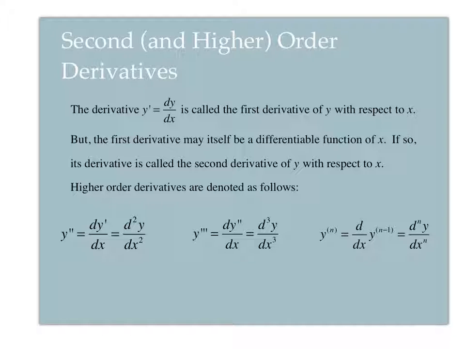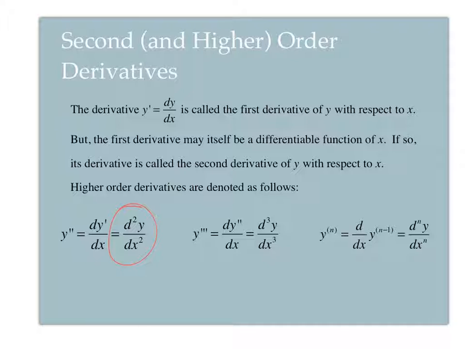Higher order derivatives are denoted as follows. So here's the notation. So you can see y double prime, so just 2 primes. You see here dy prime over dx. I've never seen anyone write that ever in my life, but I guess it could happen. But this third one here is very common.